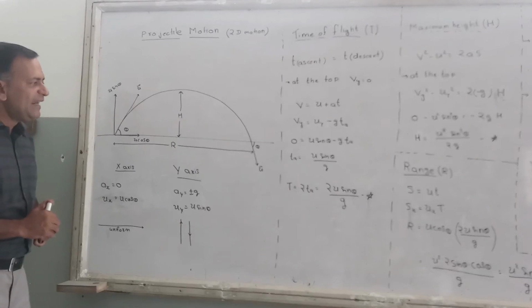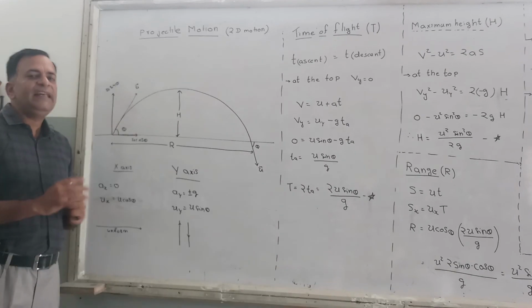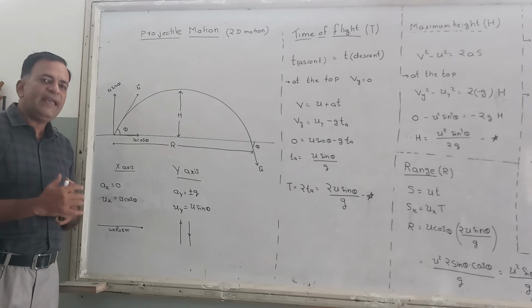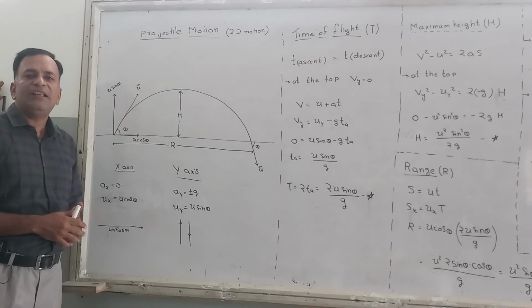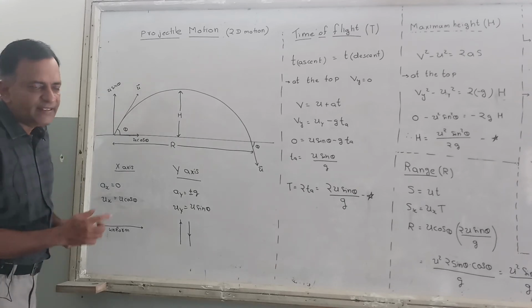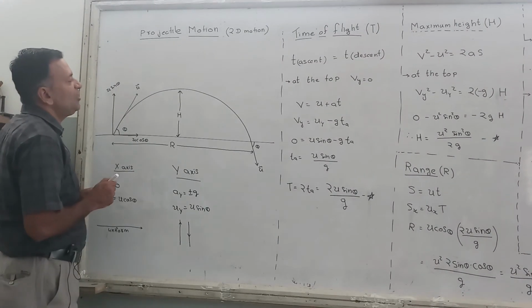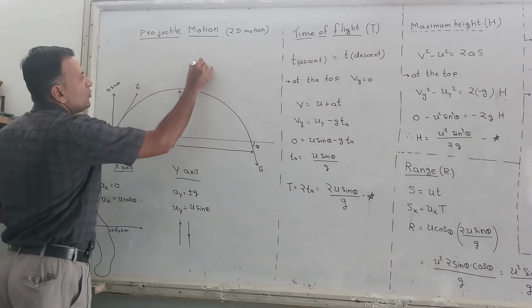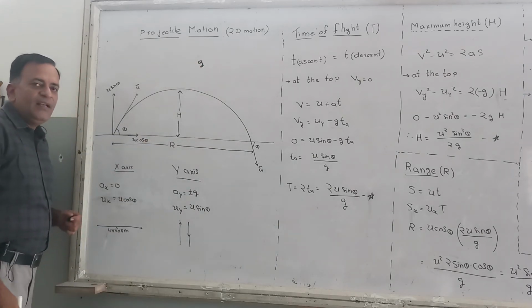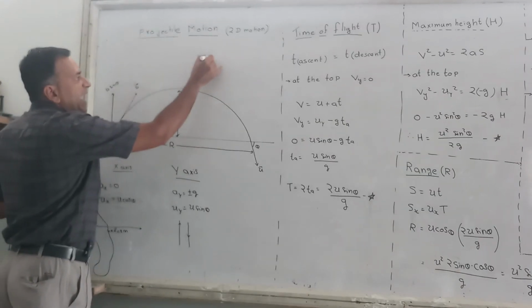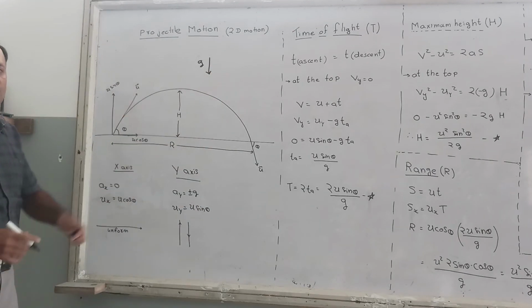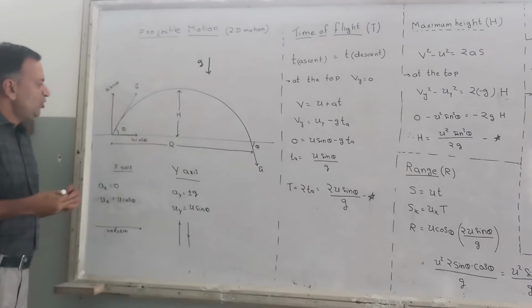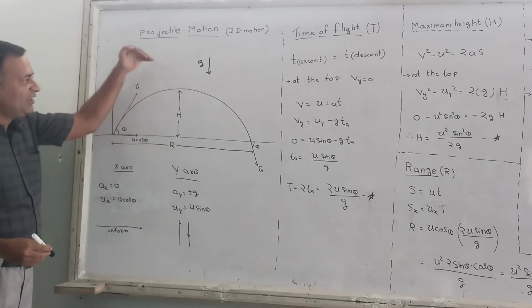Now what are the other parameters of projectile motion? See, air resistance is totally neglected. The only acceleration that is working on this is the gravitational acceleration. And what is the direction of that gravitational acceleration? Its magnitude is g, and the direction is always downwards.